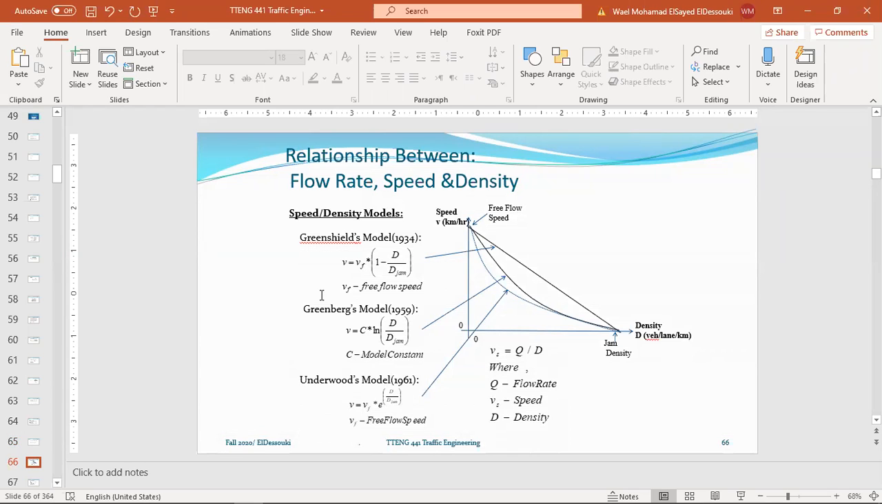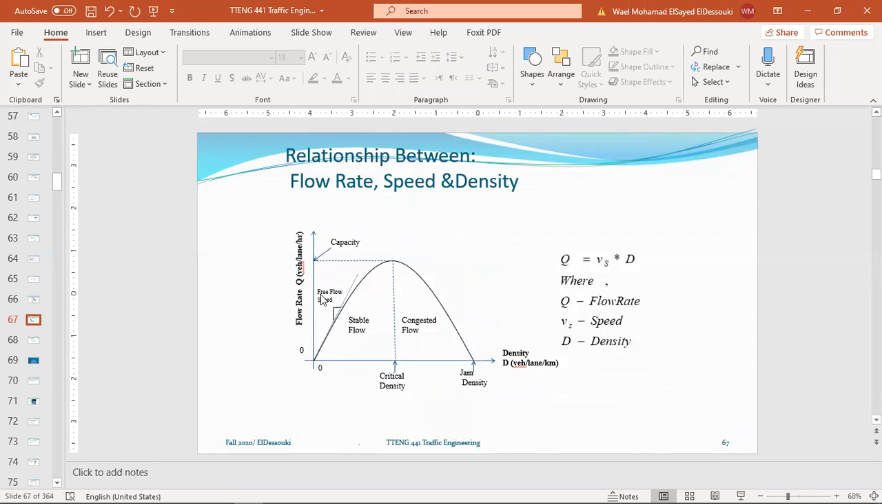So his assumption was that the speed is inversely proportional to the density. The more density we have, the lower speed we have, until we get to the point where the speed is zero. That's jam density. Greenberg model in 1959, he assumed a logarithmic curve, and Underwood in 1961, he assumed a negative exponent relationship.